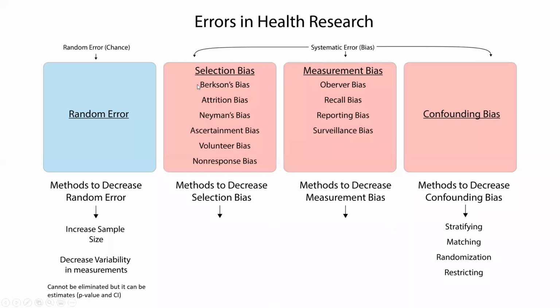We talked about random error, and to minimize it, we have to increase the sample size. We talked about confounding bias. You already know how to decrease it. So let's go to measurement bias. We talked about observer or interviewer bias, recall bias, reporting bias or social desirability bias, surveillance bias or detection bias. And in your opinion, what are the methods that we can use to decrease measurement bias? How can I decrease information bias?